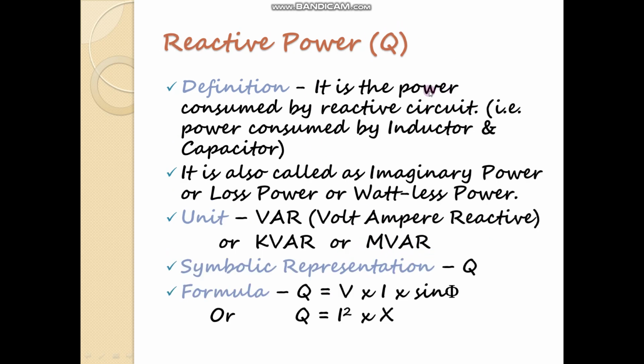The next type of power is the reactive power. It is the power consumed by the reactive part of the circuit, means inductor or capacitor. This power is also called as imaginary loss or wattless power. Unit is VAR, means volt ampere reactive, or kVAR or MVAR. This power is represented by the letter Q and is given by VI sin phi.